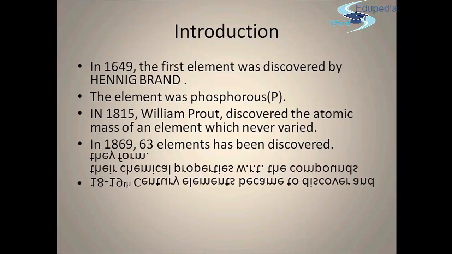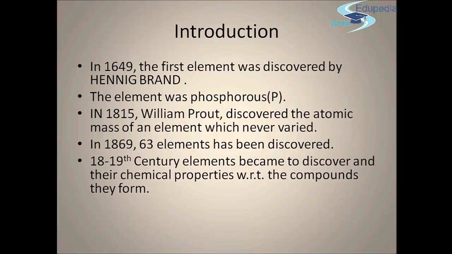So by the middle of the 18th to 19th century, elements began to be discovered along with their chemical properties. Many scientists and chemists gave their inputs to form the periodic table. Now we call it the modern periodic table. We shall learn about all these revisions of the periodic table in our future slides and sections.